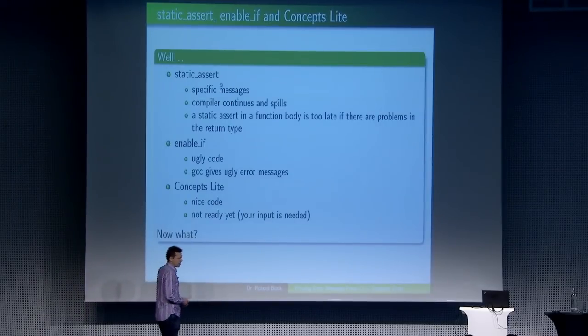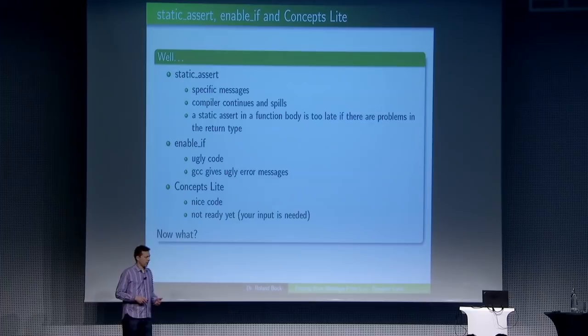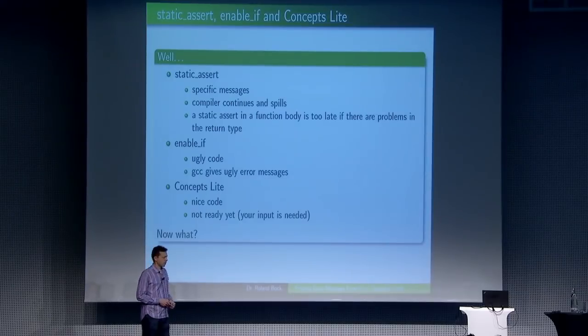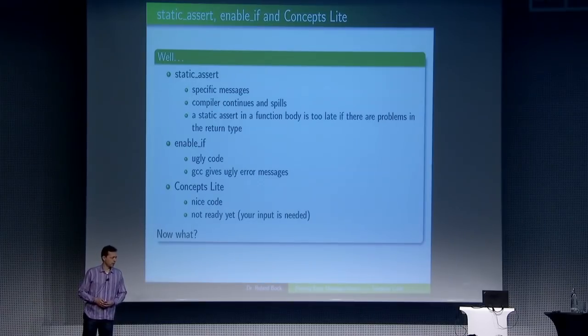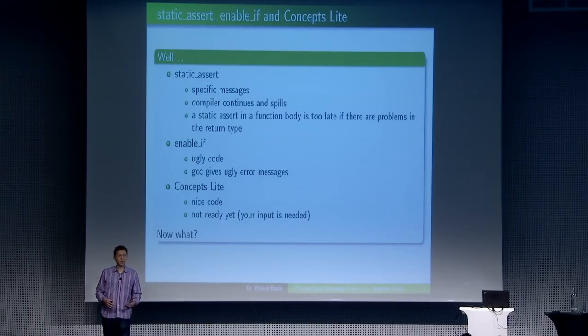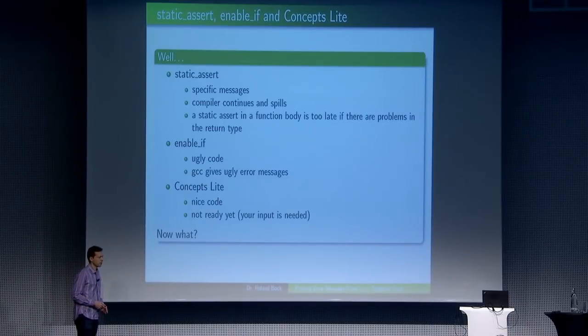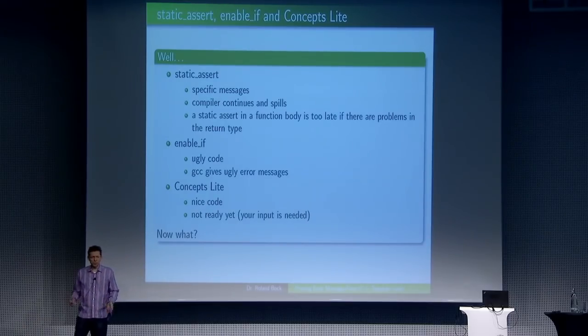So as an intermediate summary: static assert is cool in the way that it gives you very specific error messages, but the compiler continues. Static asserts in the function body are too late if there are problems in the return type. Enable if is, in my taste at least, very ugly to begin with, and GCC gives really ugly error messages. Concepts light are going to give you nice code. They're going to give you really, really nice error messages, I'm sure of that, but they are not ready yet. So again, please support compiler developers to make this happen, because this is going to change our world.